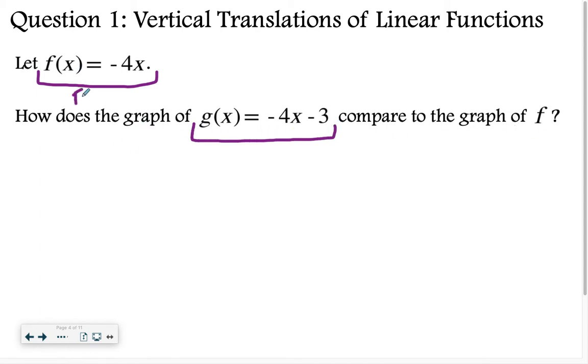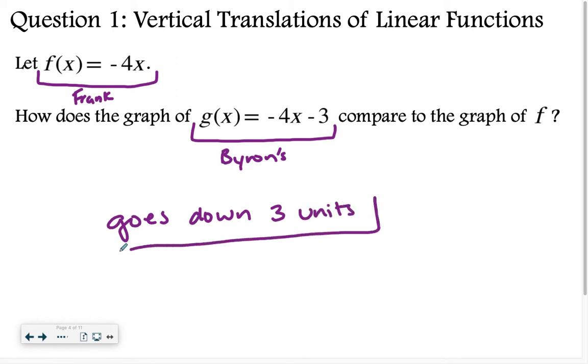So imagine this is Frank's line and this is Byron's. And how did that change? Hopefully you said that it goes down 3 units, because it wasn't a positive 3, it was a negative 3. So it goes down 3 units. And that is all that you have to say for that problem.